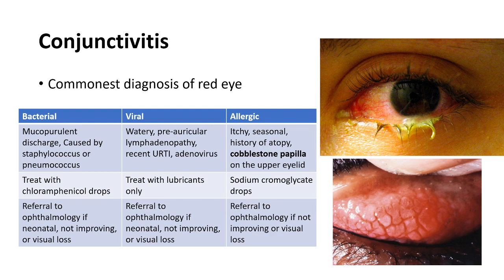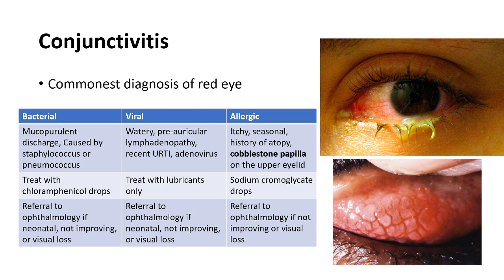Viral conjunctivitis is distinguished from bacterial conjunctivitis by its watery discharge, preauricular lymphadenopathy, and a recent upper respiratory tract infection. The organism responsible for viral conjunctivitis is adenovirus, and the treatment is with just lubricants. Both bacterial and viral conjunctivitis should be referred to ophthalmology if they happen in a neonate, if there is no improvement with treatment, or if there is visual loss.